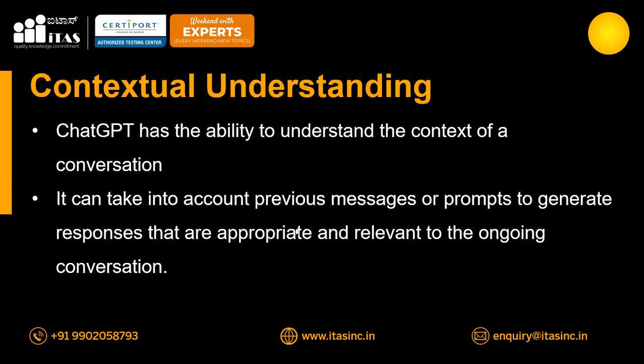Contextual understanding. ChatGPT has the ability to understand the context of the conversation. Whatever text you specify, whatever paragraph, whatever questions you ask, it will easily understand that and then give the relevant answers. It can take into account the previous messages or prompts to generate responses that are appropriate and relevant to the ongoing conversation. Prompts, I'll show you what a prompt is. Here we are asking a question, and there should be a proper way of asking the question as well. It's not that we ask randomly.